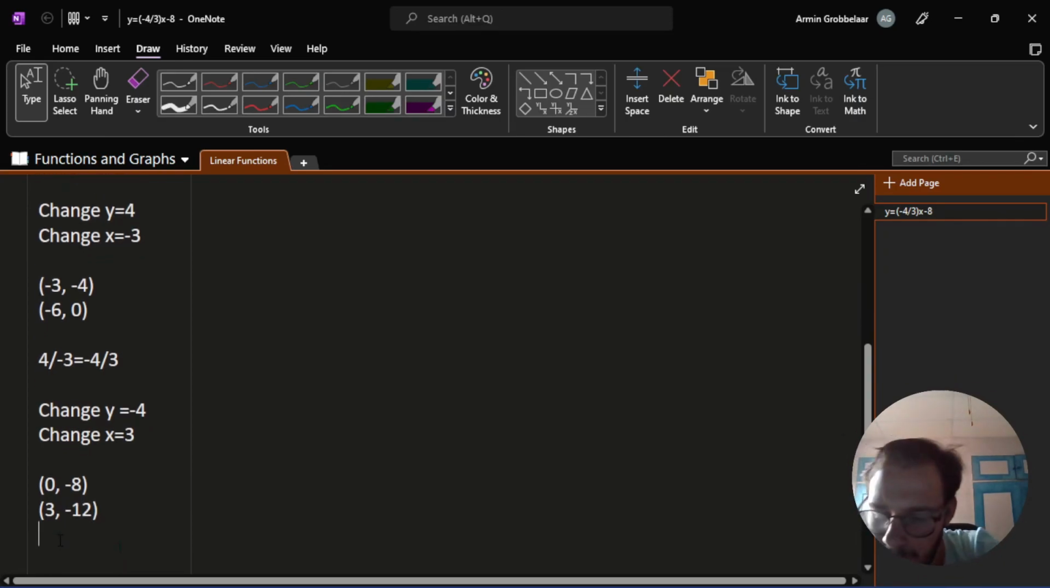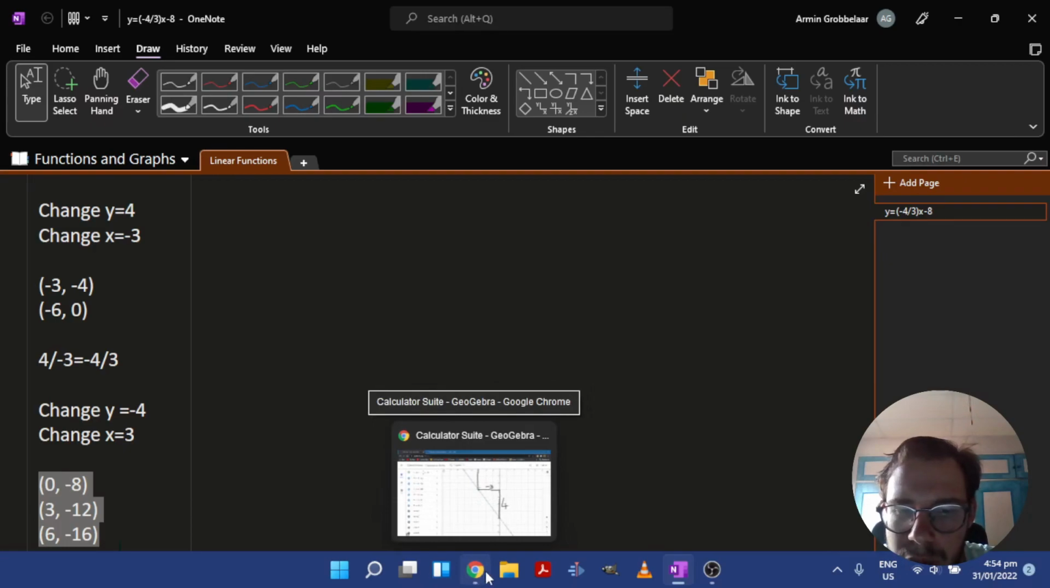And then for our final point, the change in x is still 3, so 3 plus 3 is equal to 6. And then minus 12 minus 4 is equal to minus 16. So here we have our 3 points.